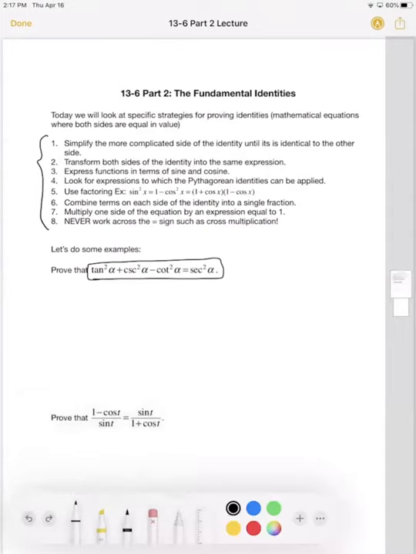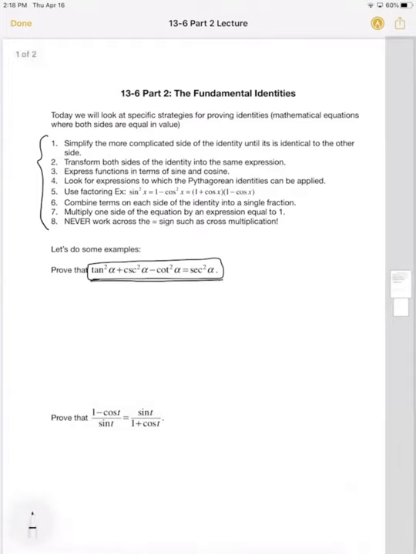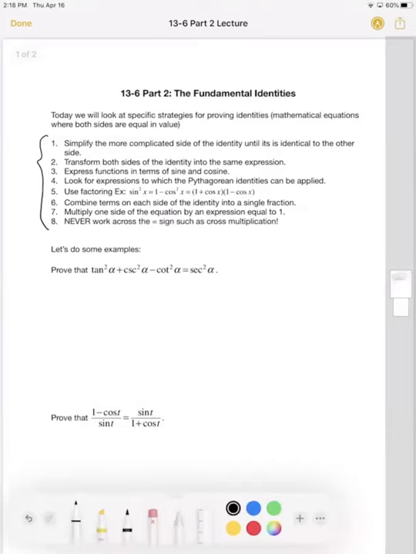Now, let's go ahead and look at this first proof. We are told that the left side is equal to the right side. So that is an identity. The left side equals the right side, but we have to prove it. There are several ways to do this, but just to see how it works, let's take our number 3. We're going to express functions in terms of sine and cosine.